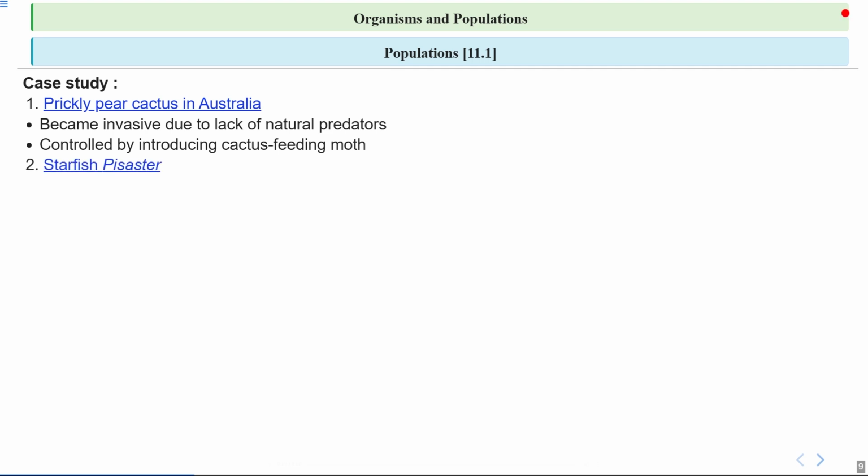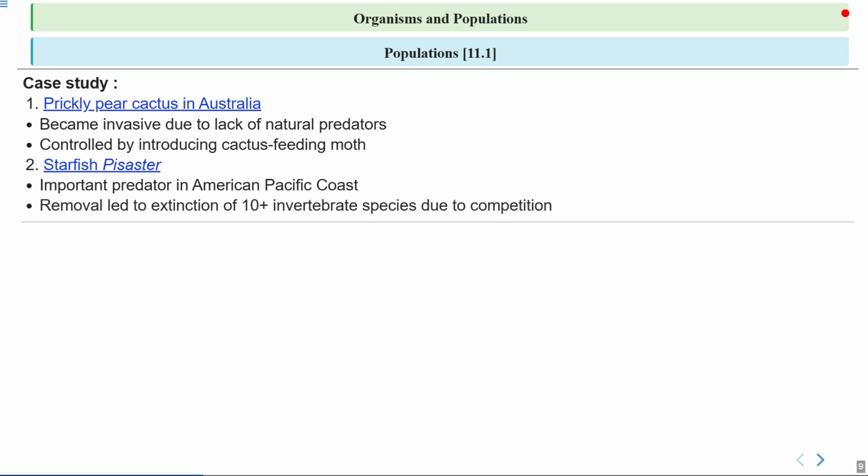Next is the starfish disaster. When the starfish was removed from its habitat, it led to the extinction of more than 10 invertebrate species. Now, why did this happen? This happened because without the starfish, there was increased competition among the remaining species, leading to some being outcompeted and disappearing. So important. This is a very important predator on the American Pacific coast, and removal of this predator led to extinction of more than 10 invertebrate species due to competition.